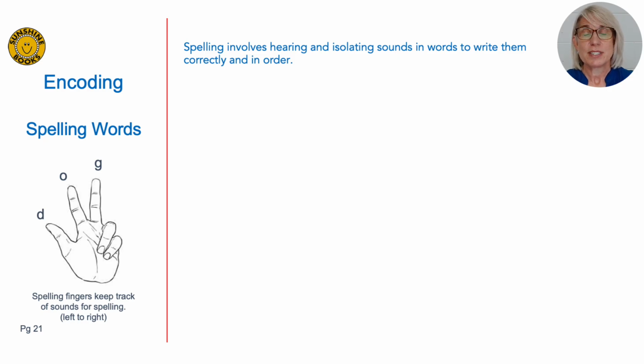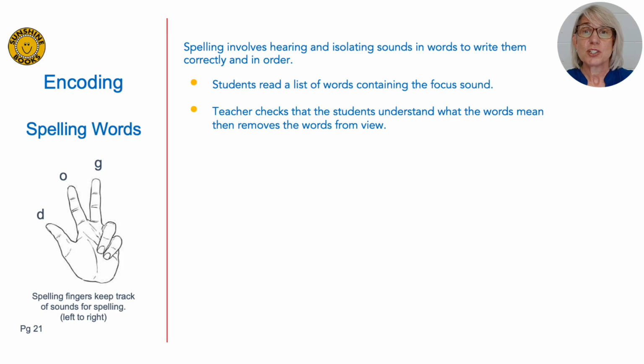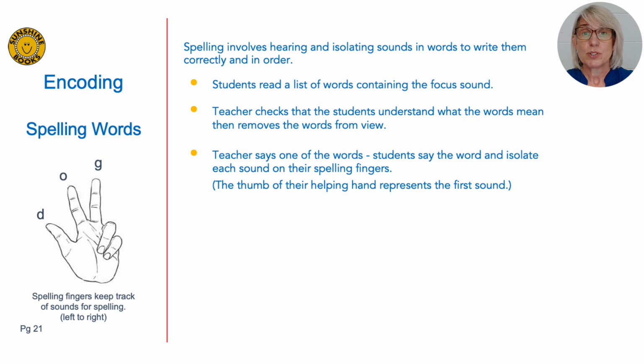This lesson uses Sunshine word cards and follows this structure. Students read words containing the focus sound. The teacher checks that the students understand what the words mean, then removes the words from view. The teacher says one of the words. Students say the word and isolate each sound on their spelling fingers. The thumb of their helping hand represents the first sound.